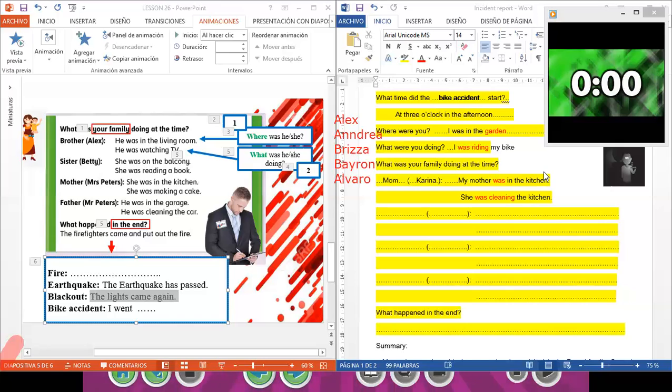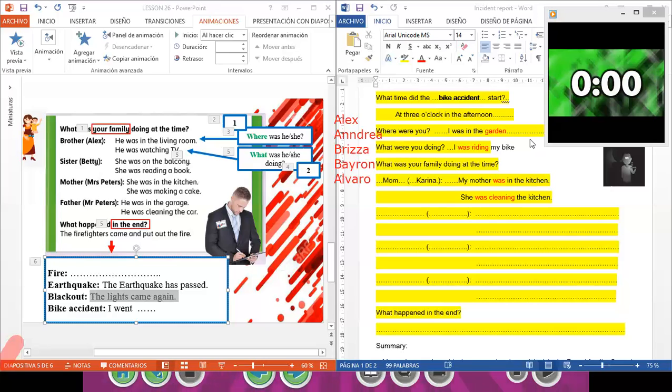Mother, she was in the kitchen. She was cooking some cookies. Father, he was in the garden. He was watering the plants. Sister, she was in the living room. She was watching TV. Cousin, he was in the room. He was reading his comic book.